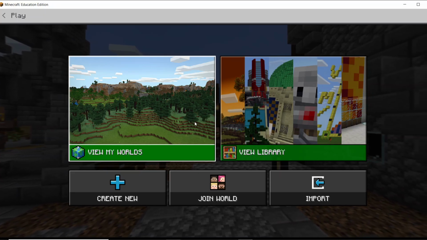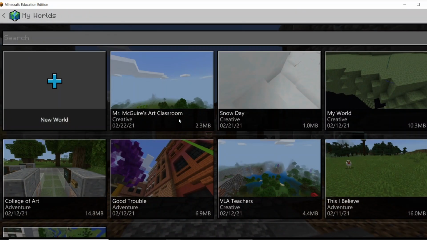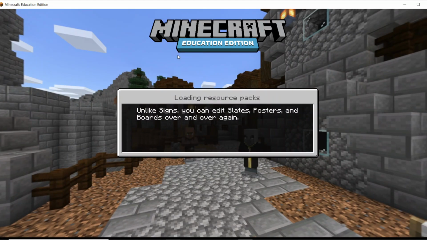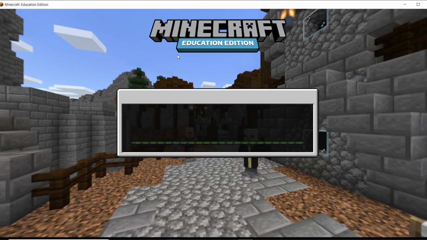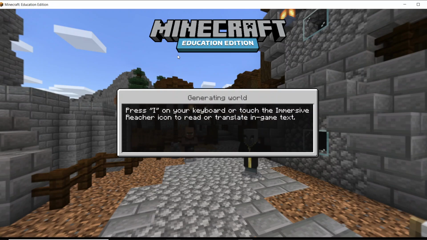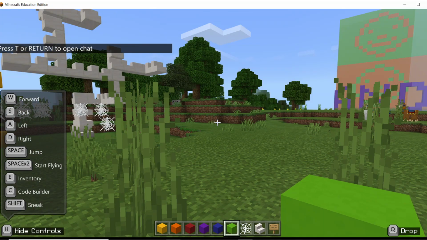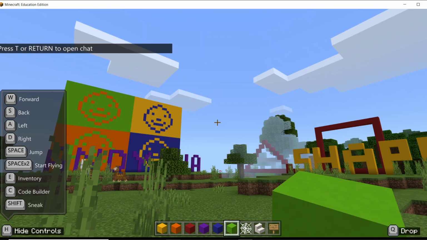If you want to do it that way, you can come with your Education Edition already loaded. Now, if you don't already have it loaded, you won't be able to participate. You won't be able to load it and participate in the same day. You need to have it already loaded and ready to go. But if you would like to, you can come directly into this space and create your mosaic here. And so this is my art classroom world.